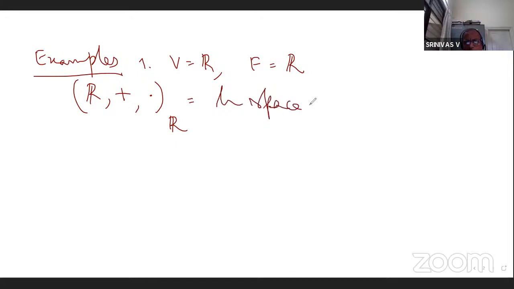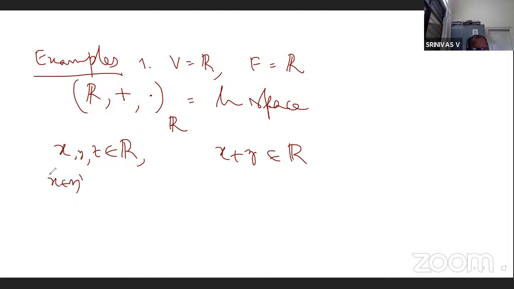We know how to add two real numbers. If x and y are real numbers, we know how to add them. If we add two real numbers, we get back a real number. So plus is closed on R. And then addition of real numbers is associative. This is true for any triple x, y, z coming from R.